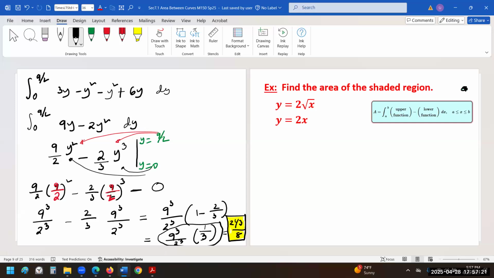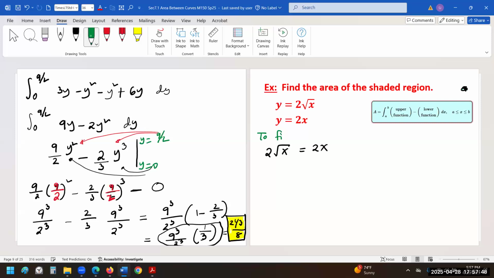Any idea, if they do not give us the limit, how can you find the limit? Good job. Solve for x where they intersect. Somewhere they have to intersect. And then you have to see where exactly they intersect. So we set both of them equal to one another and we solve for x.